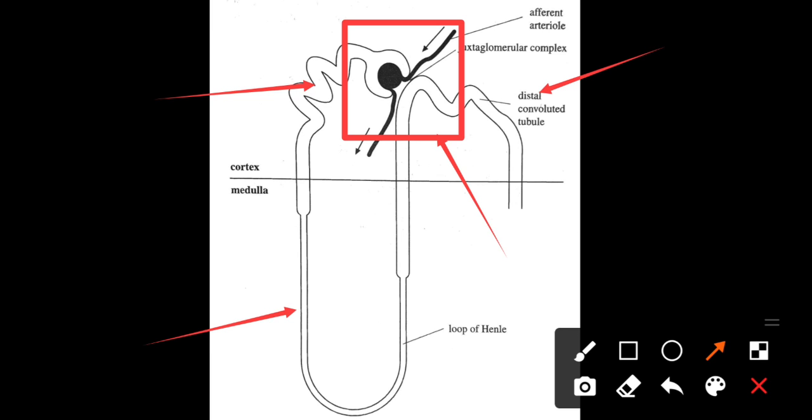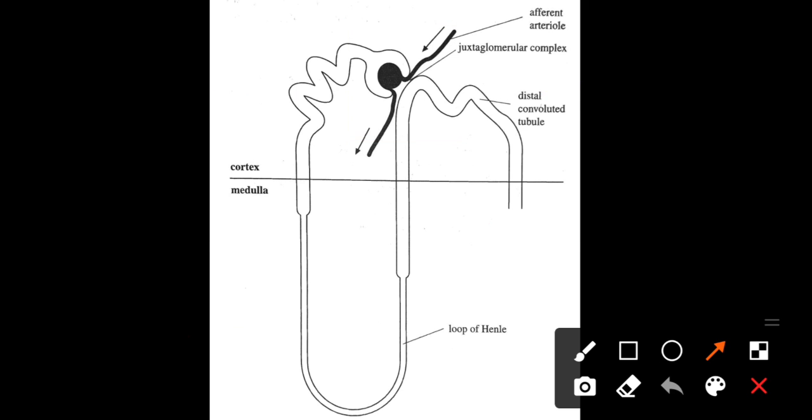Now if I go to this particular system, here it has been written as the juxtaglomerular complex. This complex is present in this particular area. In the next diagram we'll see how the juxtaglomerular apparatus looks under the microscope and what is present in this system.